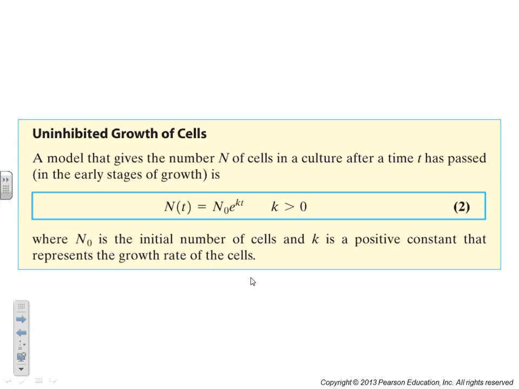So this is uninhibited growth of cells, like how bacteria grows. We've all seen those movies. A model that gives the number n of cells in a culture after a time t has passed in the early stages of growth is n of t equals n sub 0 e to the kt. Boy, this looks a lot like the growth formula. When k is greater than 0, n sub 0 is the initial number of cells, and k is a positive constant that represents the growth rate of cells.